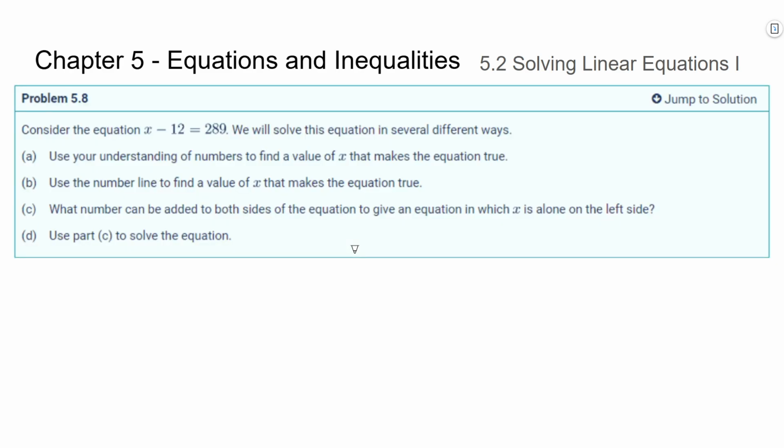So anyways, let's go ahead and jump into some problems and practice this. So we have x minus 12 equals 289. So use your understanding of numbers to find a value of x that makes the equation true. So we have some number x here. And in order to get to 289, we need to have some number that when you take away 12, then you get 289. So that must mean that whatever it started at was 12 more than 289.